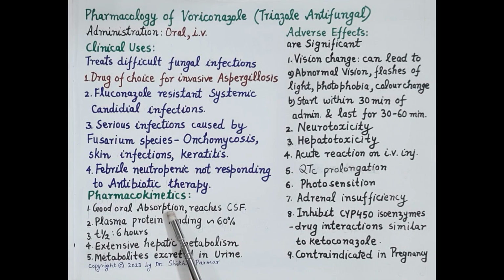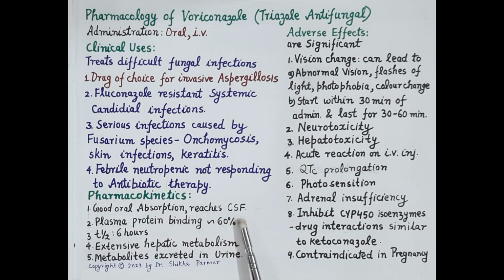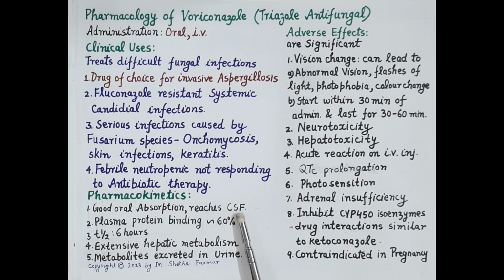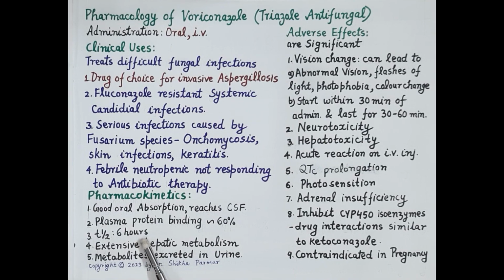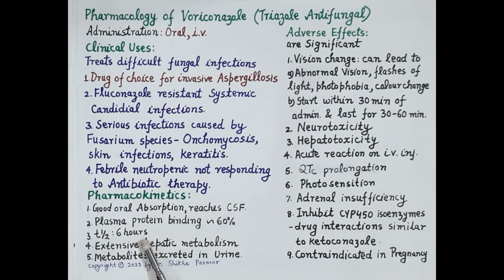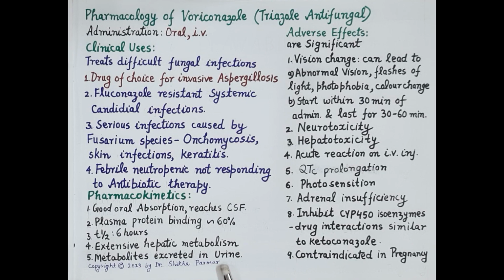Now voriconazole shows good oral absorption. It's widely distributed in tissues, and it also reaches the cerebrospinal fluid. Its plasma protein binding is around 16%. And unlike fluconazole and itraconazole that had long half-life, its half-life is only 6 hours, and it undergoes extensive hepatic metabolism, and metabolites are excreted in the urine.